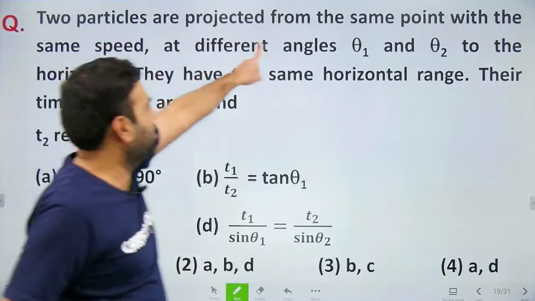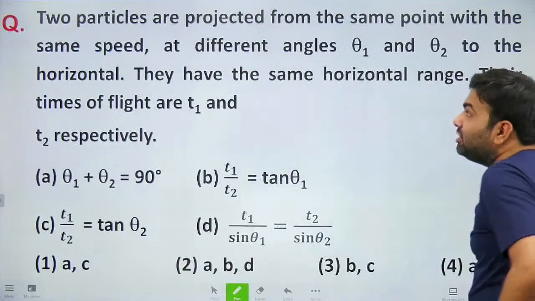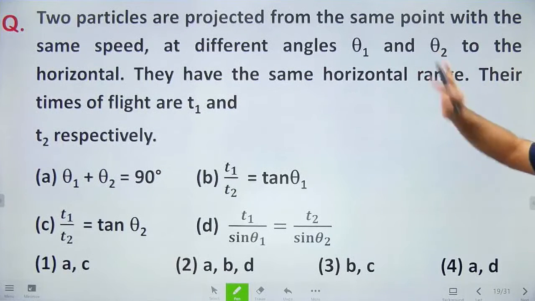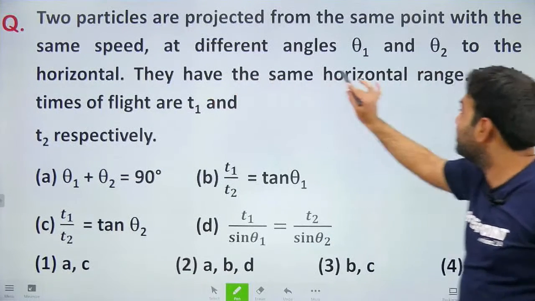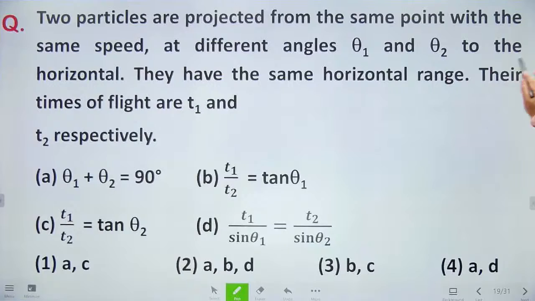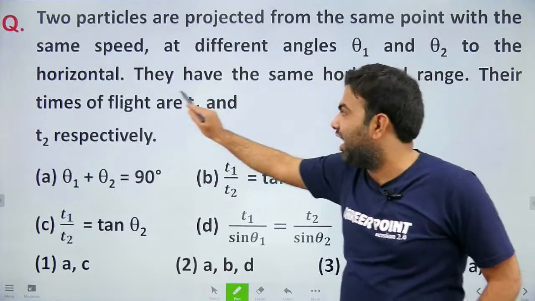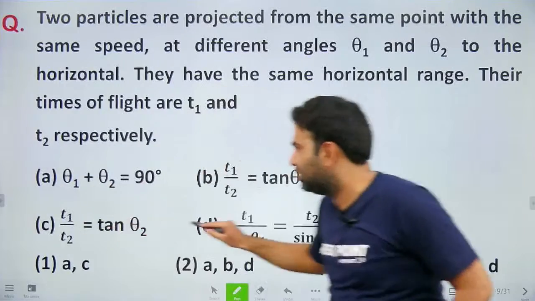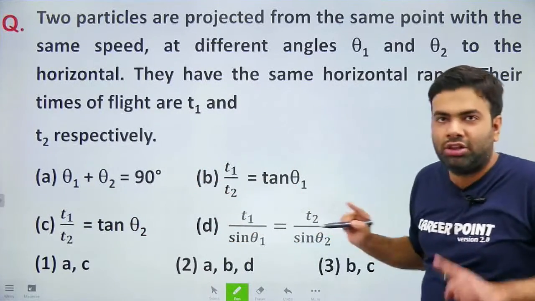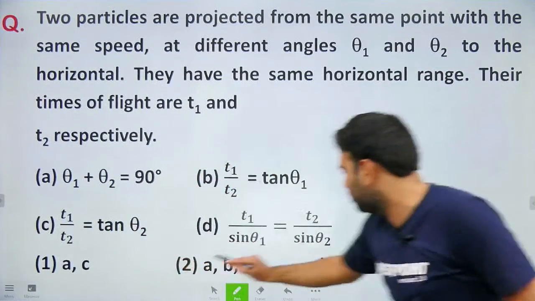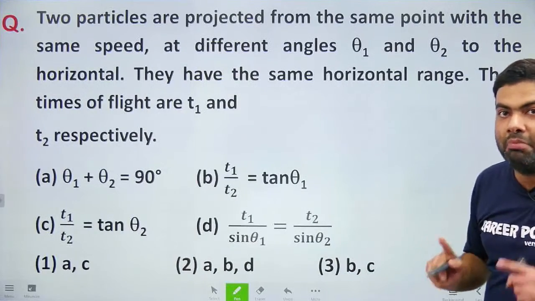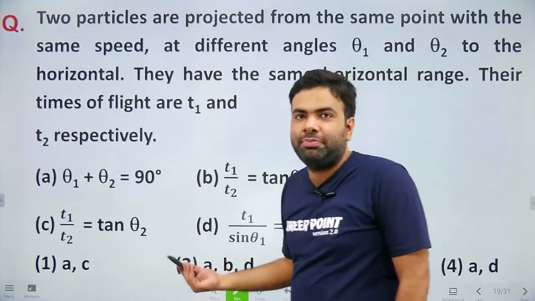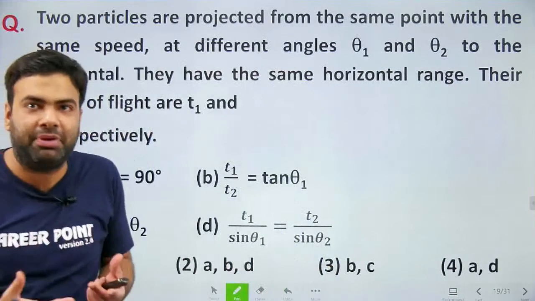Two particles are projected from the same point with the same speed, but at different angles theta1 and theta2 to the horizontal. They have the same horizontal range. Their times of flight are t1 and t2 respectively. A, B, C, D are not the options in this question; options are 1, 2, 3, 4, so mark correctly. A, B, C, D are the statements, and you have to choose the correct statements.